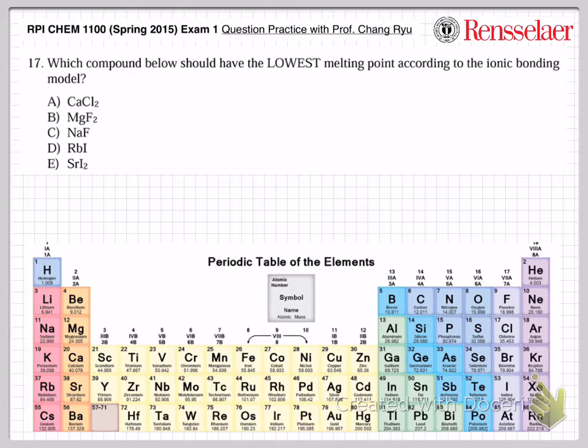Okay, so this is number 17, and this is asking which one do you expect to have the lowest melting point. So melting point is a measure of ionic interaction, ionic bonding in the compound. And in the ionic bond model, there are two factors that affect the ionic interactions. One is charges. And number two is their distance.